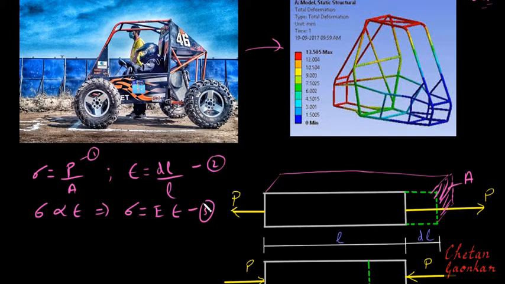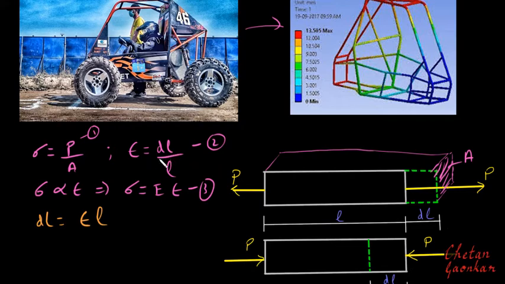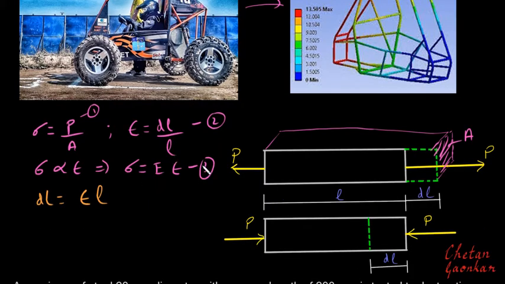If we combine all these three equations in order to find the change of length, then we can find it in the following manner. From equation 2 we get dl as strain times original length L, right? But from equation 3 we know that strain is stress divided by Young's modulus. So I can write this as stress divided by Young's modulus multiplied by L, right? But from equation 1 we know that stress is P by A.